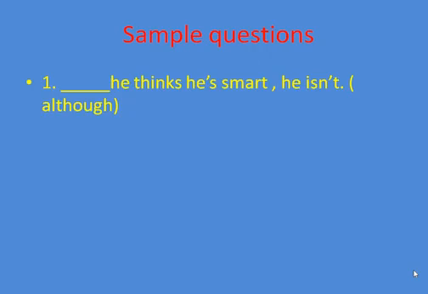In your examination, obviously you will be asked in such a way that in some sentences the examiner will underline one sentence and intentionally leave one blank there, and underneath the passage he will ask a question. So let's see some sample questions. The first question: blank, he thinks he is smart, he isn't. Here the right conjunction will be 'although': although he thinks he is smart, he isn't.